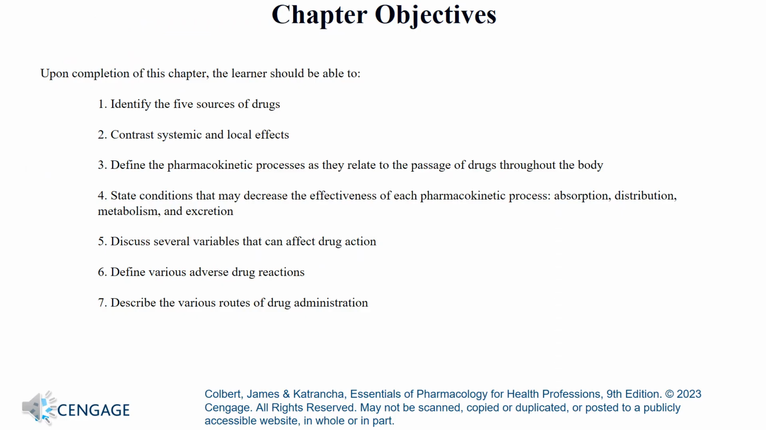Upon completion of this chapter, you should be able to identify the 5 sources of drugs, contrast systemic and local effects, define the pharmacokinetic processes as they relate to the passage of drugs throughout your body, and state the conditions that may decrease the effectiveness of each pharmacokinetic process, which includes absorption, distribution, metabolism, and excretion. Discuss several variables that can affect drug action. Define various adverse drug reactions and describe the various routes of drug administration.